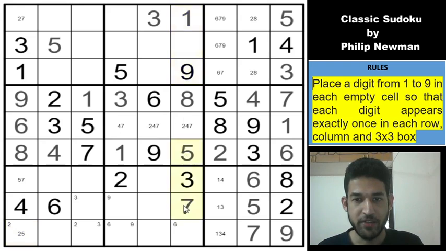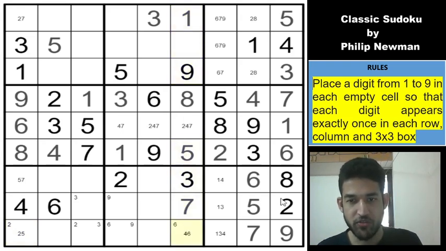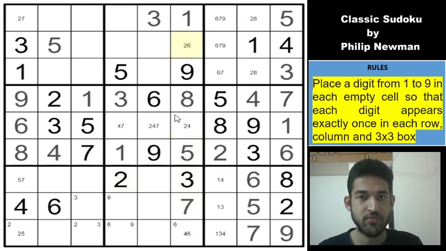1, 8, 9, 3, 5, 7. So remaining digits are 2, 4, 6. There is a 2 here. So this is 4, 6. 7 is removed from here, and this will be a 2 and 6. Okay, so where do I look at now?